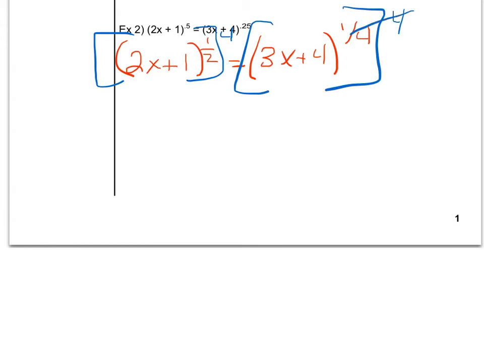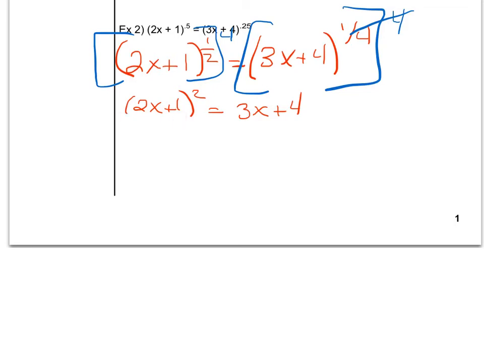When I do, those will cancel. These will multiply because I multiply a power to a power. 4 times 1/2 is 2. So I will have 2x plus 1 squared equals 3x plus 4. Now if I want to solve this, I can't solve it if I have an x inside a parenthesis and an x outside a parenthesis, because I'm trying to figure out what x is. So I'm going to go ahead and square this.